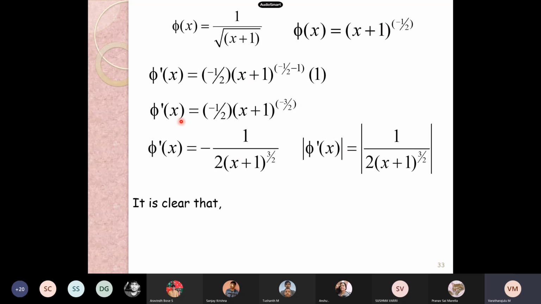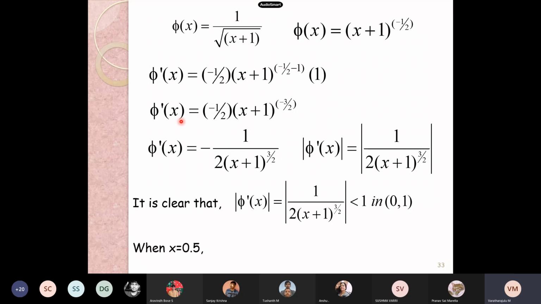So it is clear that for all values between 0 and 1, it returns only a value lesser than 1, because we are having the numerator as 1. So there won't be any doubt with that. It won't return a value greater than 1. So this rearrangement will definitely converge, and it will return the roots early. So this rearrangement can be taken for further consideration.